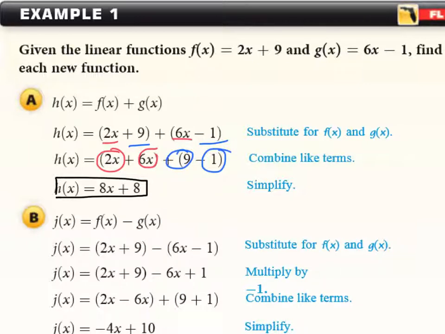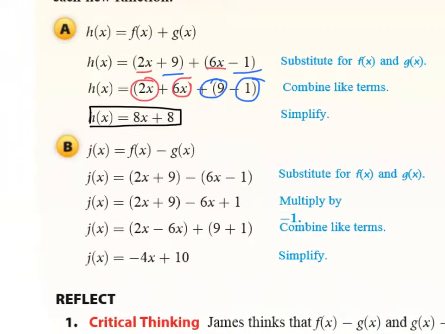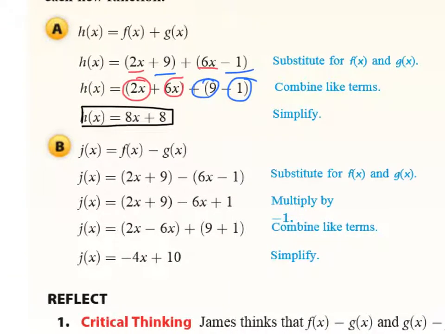Then they ask us to find j of x. This time we're subtracting. Now with subtraction, we do have to be careful of mistakes here. So make sure you put these in parentheses, it's very important. So we have f of x, again, the 2x plus 9, minus, in parentheses, 6x minus 1. The reason it's so important is because we have a minus sign, which means we have to distribute a negative. So when we distribute that negative, the 6x becomes a negative 6x, and then a negative times a negative 1 is how this becomes a positive 1.